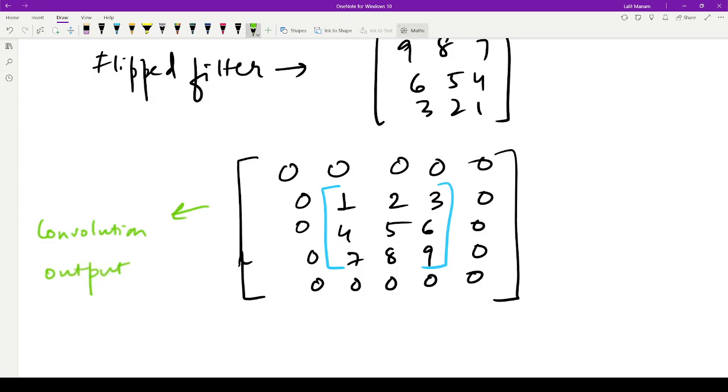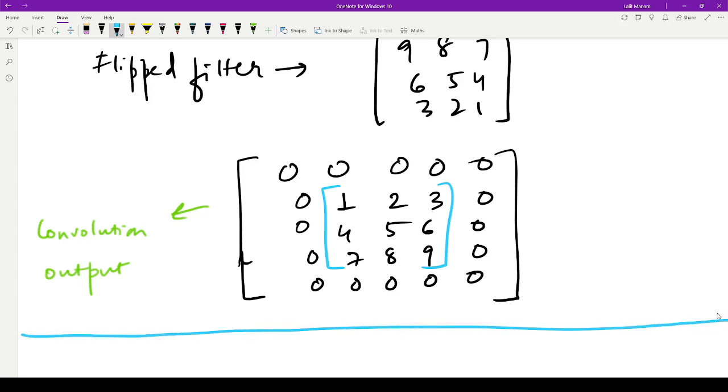So when you do convolution with the impulse, you get the same thing. But when you do correlation, you get the flipped answer. Okay. Any doubts? Okay, then we'll move on to the next question.